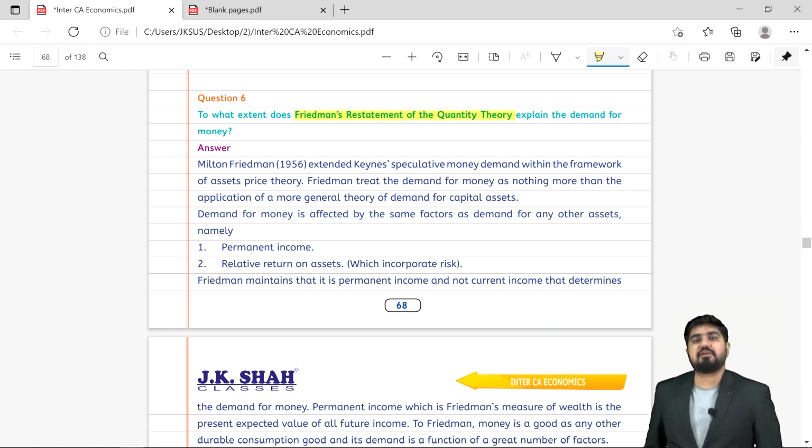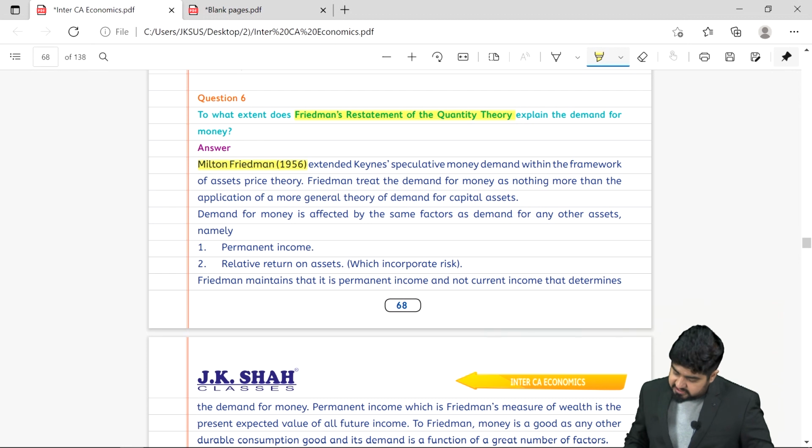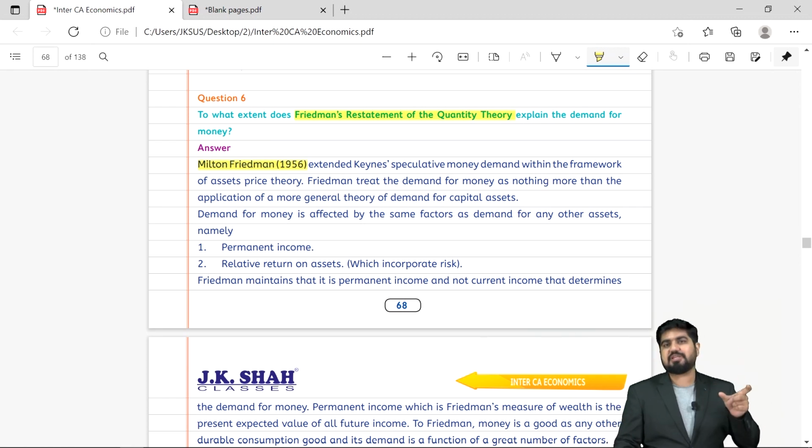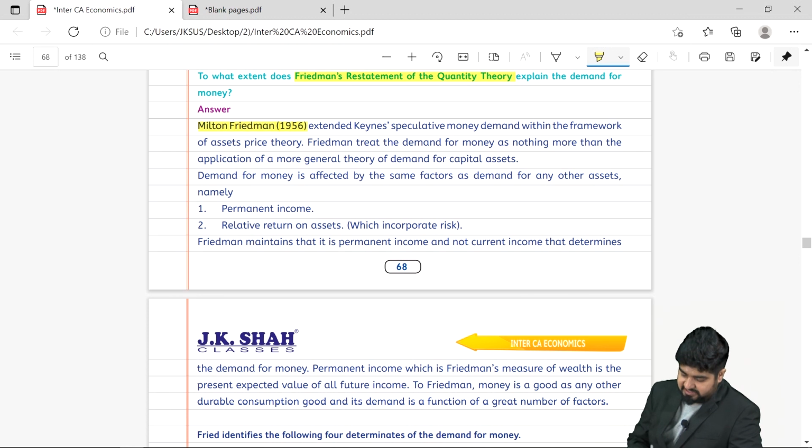Now this theory was given by whom? It was given by Professor Milton Friedman in the year 1956. His theory is called speculative money demand, and it is based on the Keynes theory, especially the speculative motive. So Milton Friedman extended Keynes' speculative money demand within the framework of asset price theory. Friedman treats the demand for money as nothing more than the application of a more general theory of demand for capital assets.